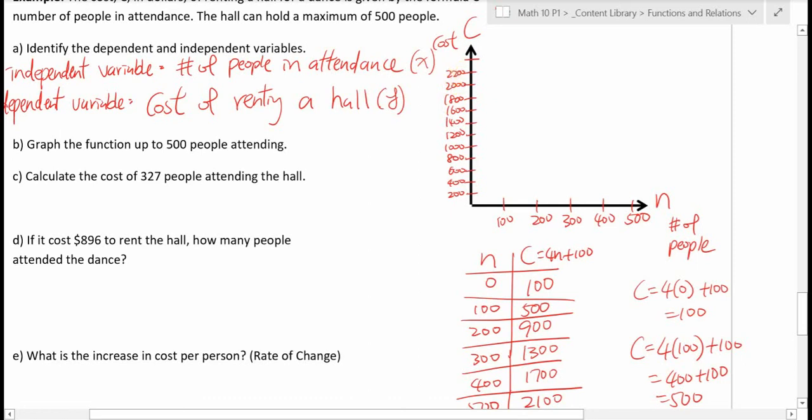Wait, did I skip a number or something? Okay, let me count: 1, 2, 3, 4, 5, 6, 7, 8, 9, 10, 11. I guess all I need is 11.